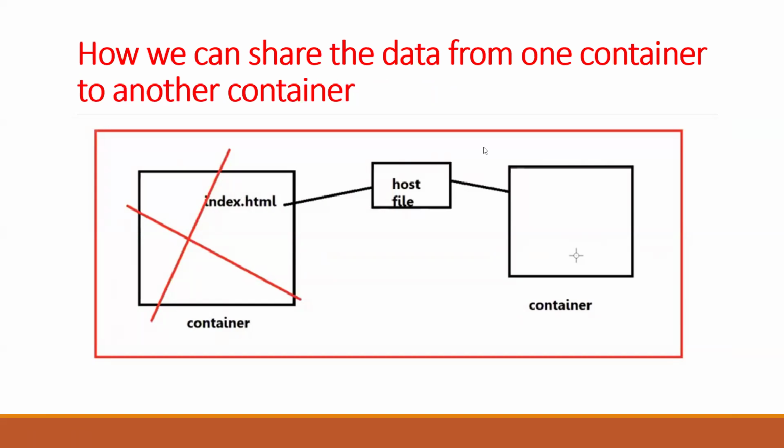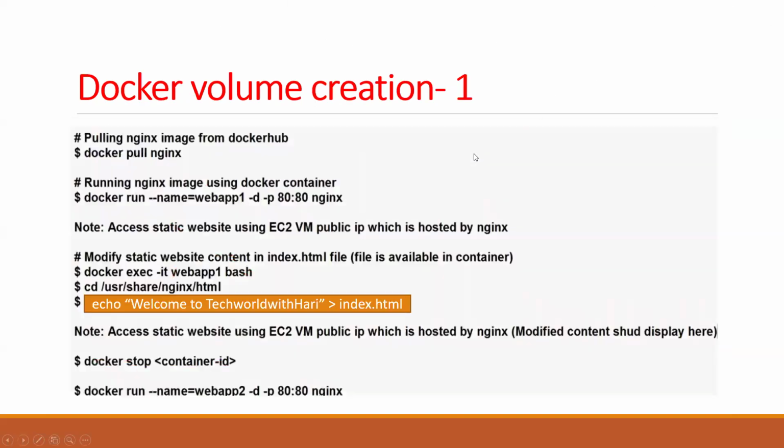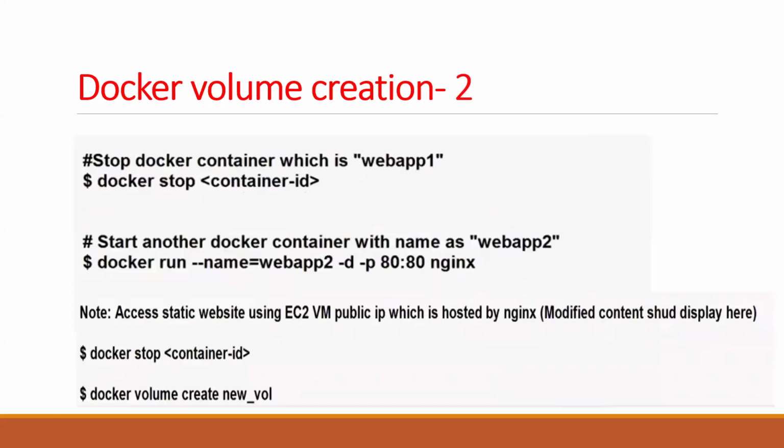How can we share the data from one container to another container? For example, container 1 and container 2 need to share the data. How is it possible? It is not possible by using one container. We can share the data in three ways.